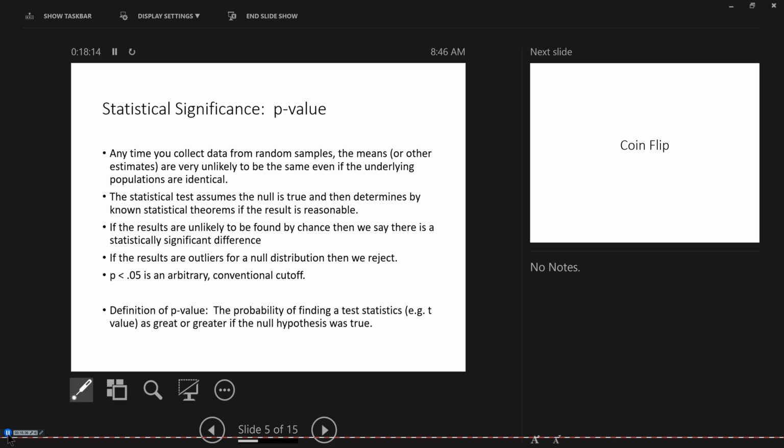And so the p-value is the probability of finding a test statistic as great or greater than the one that you get. That's why it says p less than, if the null hypothesis was true. So the null hypothesis isn't necessarily true, but if it was true, this is the probability of finding that t. Does everybody get that? That's why p is a small number. Because the smaller it is, the less likely the null hypothesis is true. And so you reject the null hypothesis.